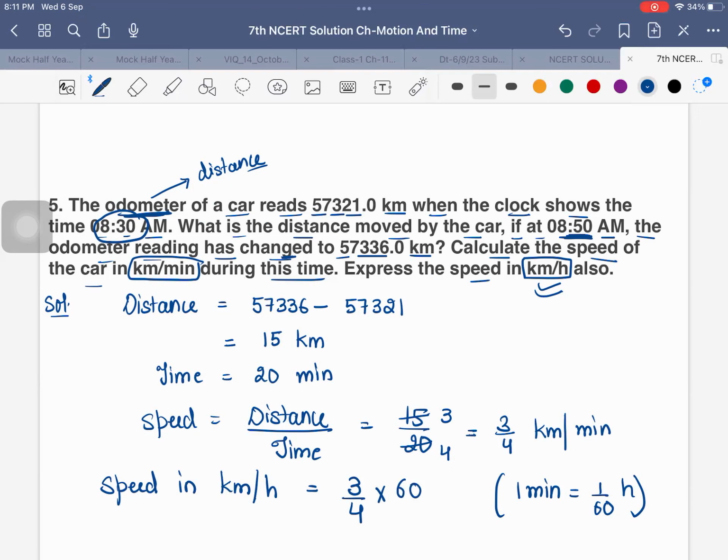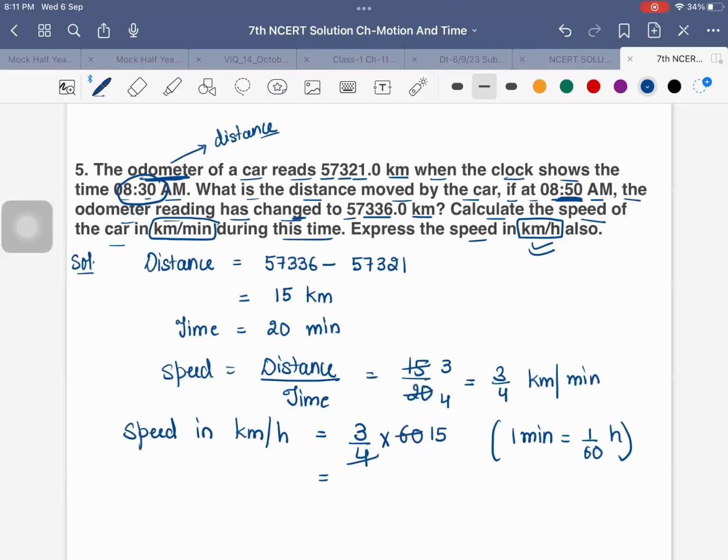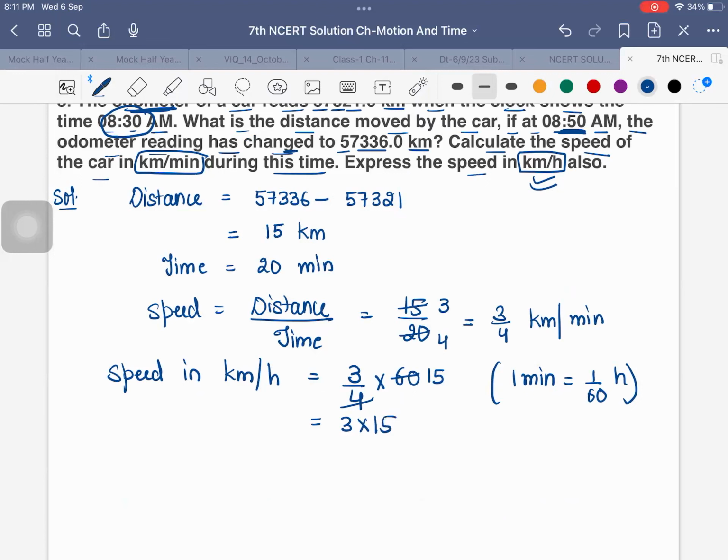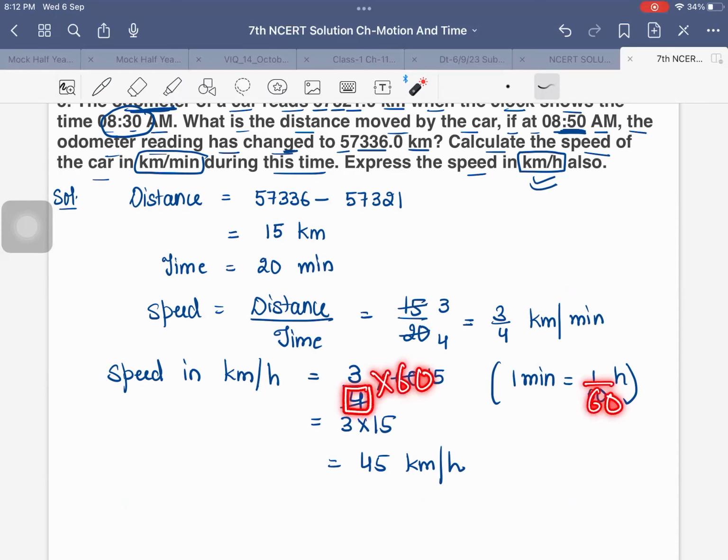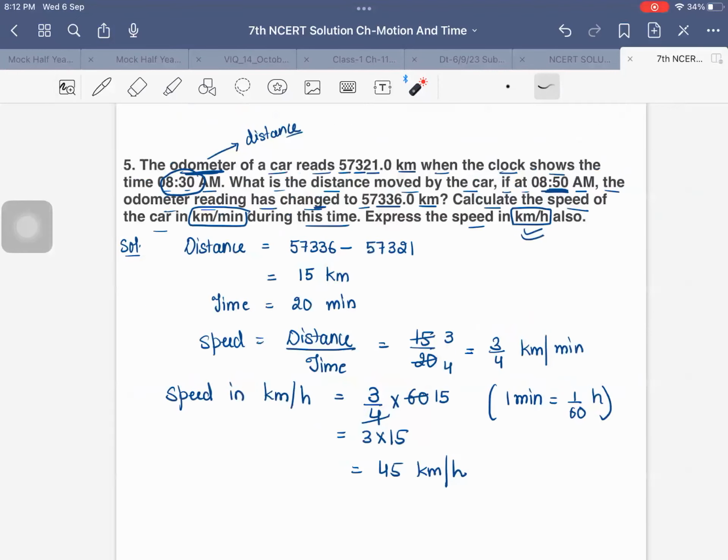What answer we get? Three into 15. The answer is 45 kilometer per hour. Why we multiply it by 60? Because we have to divide it by 60, this minute value. So this value, when we divide it by 60, so 60 comes in the numerator. So we cancel it out, 4 by 60. So we get 15. And then we have to multiply 3 and 15. We get answer 45. Next question.